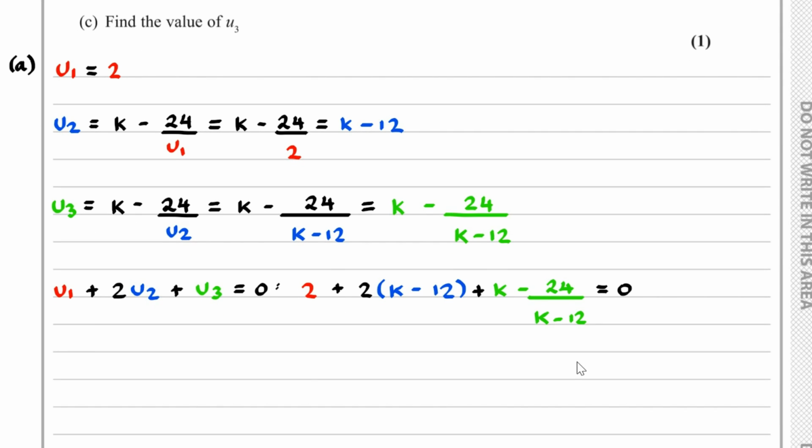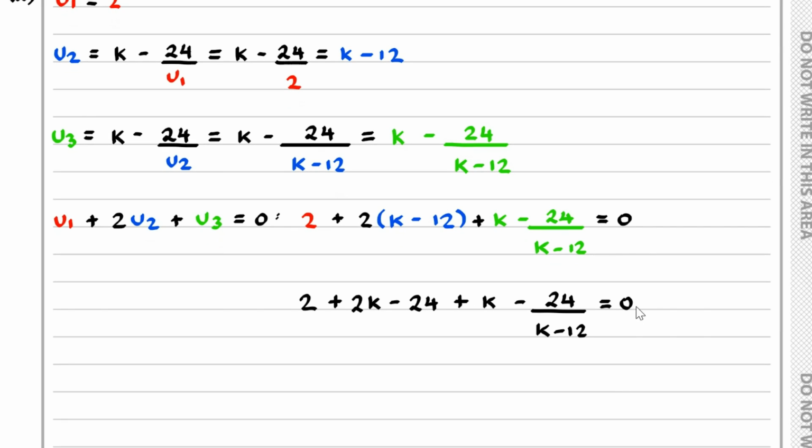We now need to simplify all of this. We have 2 plus 2k minus 24 plus k minus 24 over k minus 12 equals 0. 2k plus k is 3k, 2 minus 24, that's minus 22, and then we subtract 24 over k minus 12.